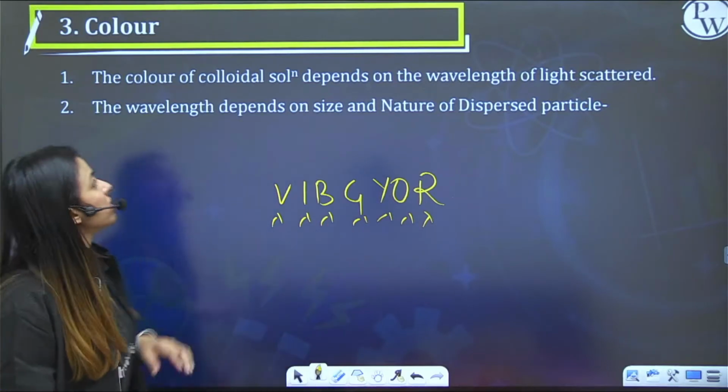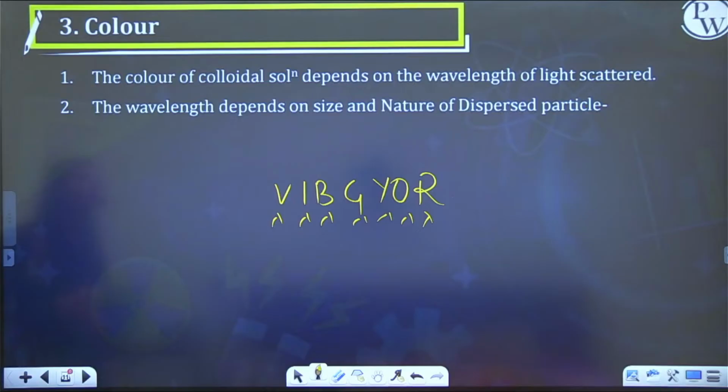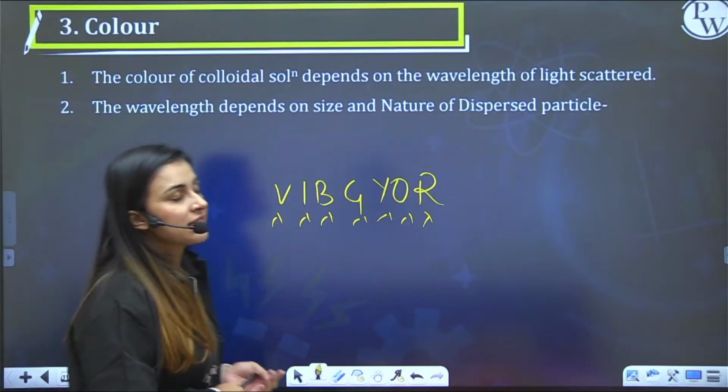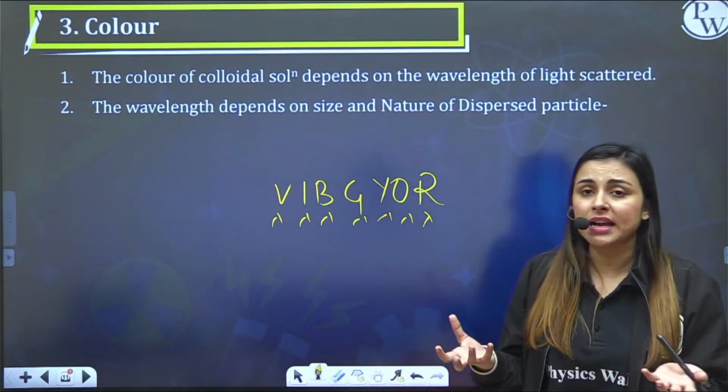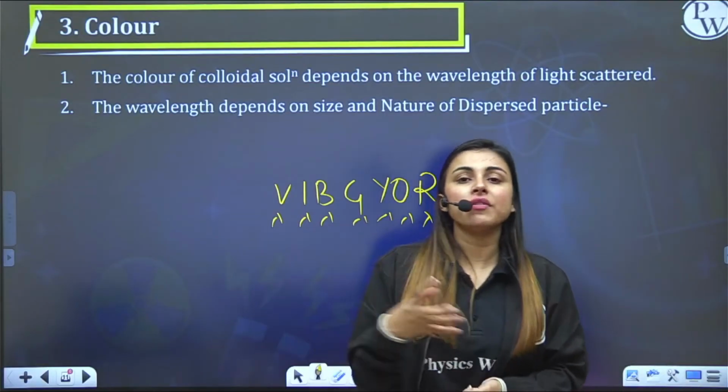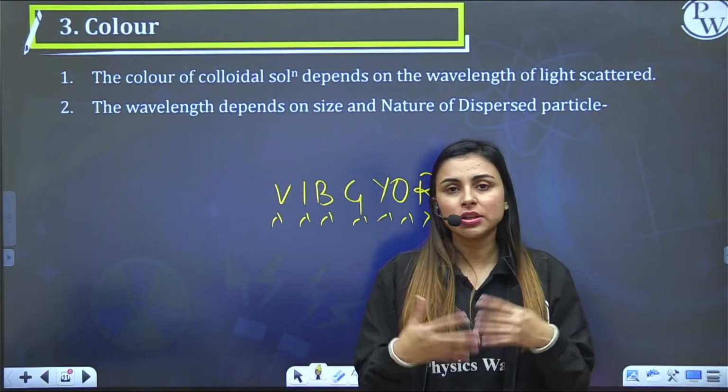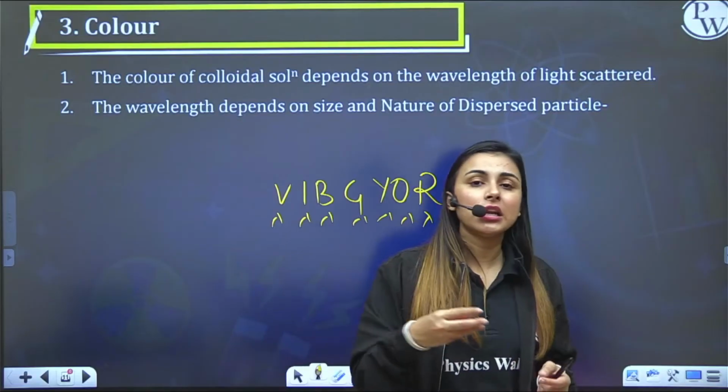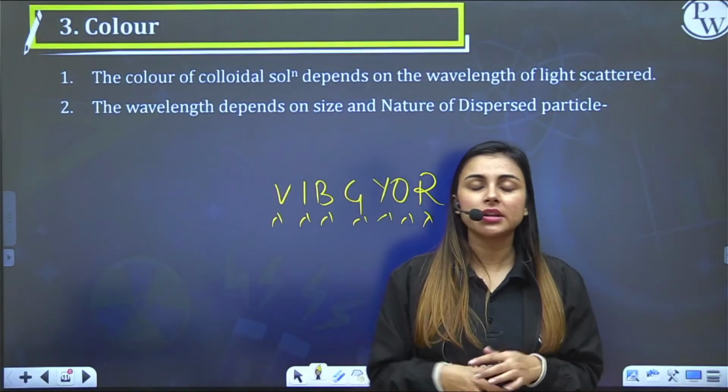So this is what is given here. The color of the colloidal solution depends on the wavelength of the light scattered. Whichever wavelength is getting scattered, you will see that light. If a yellow wavelength light is coming and it gets scattered, you will see a yellow color. If a green colored light is coming and you scatter that, then you will see a green color.